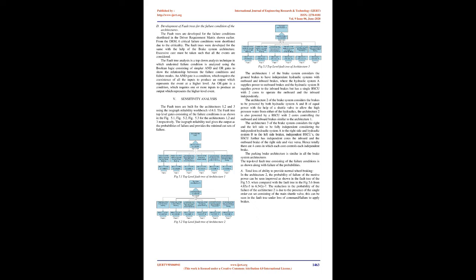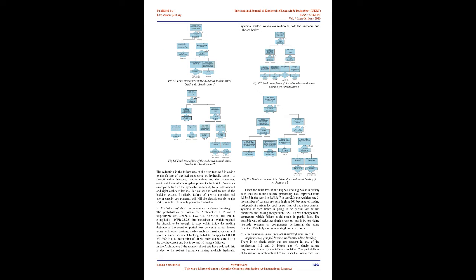D. Development of fault trees for the failure conditions of the architectures. The fault trees are developed for the failure conditions shortlisted in the driver requirement matrix shown earlier. From the DRM, 6 critical failure conditions were shortlisted due to their criticality. The fault trees were developed for the same with the help of the brake system architecture. Excessive care must be taken such that all the events are considered.